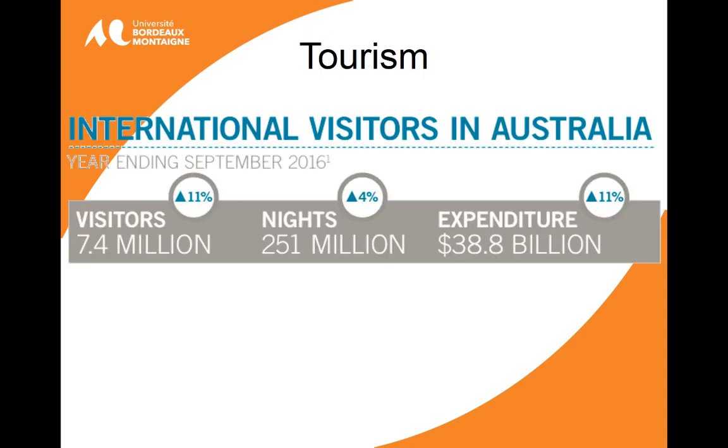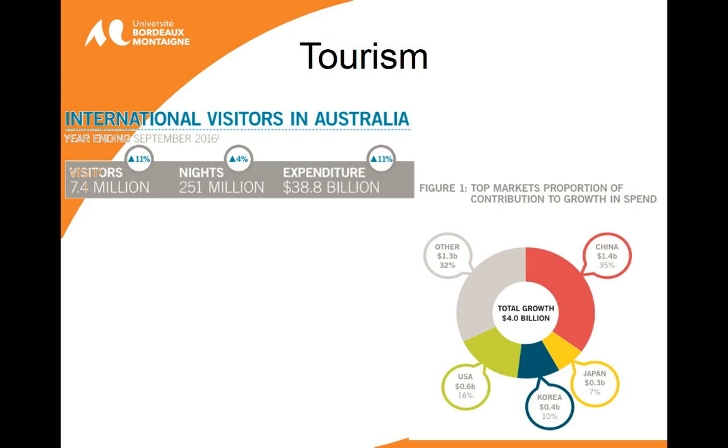So here are some figures. You see that there are about 7.4 million international visitors coming to Australia. These were the figures for 2016. And you see that this represents an increase here. And of course, you also see that this means a lot of spending and of revenue for the Australian government. About $40 billion in revenue. And you see that the main spenders in Australia are its neighbours. So you have people from China, from Japan, from Korea, and also from the US.